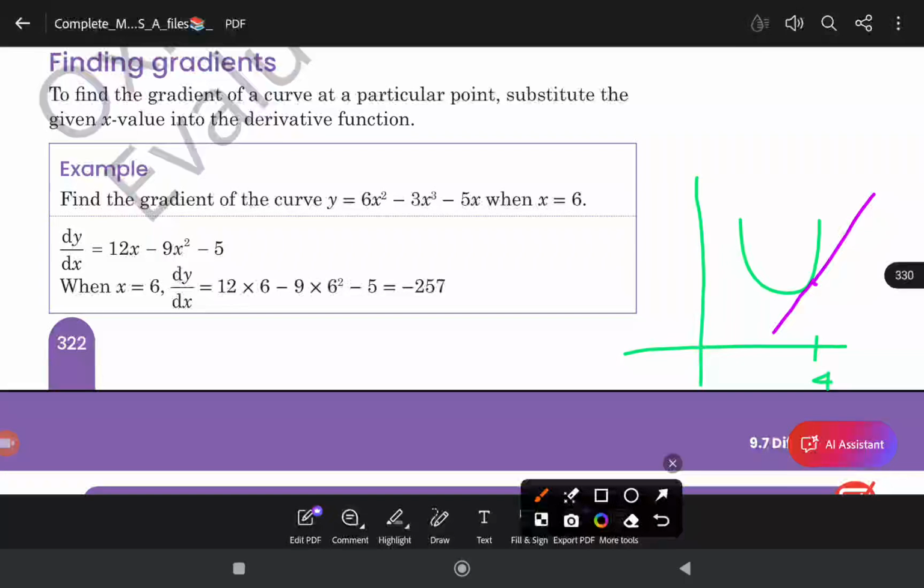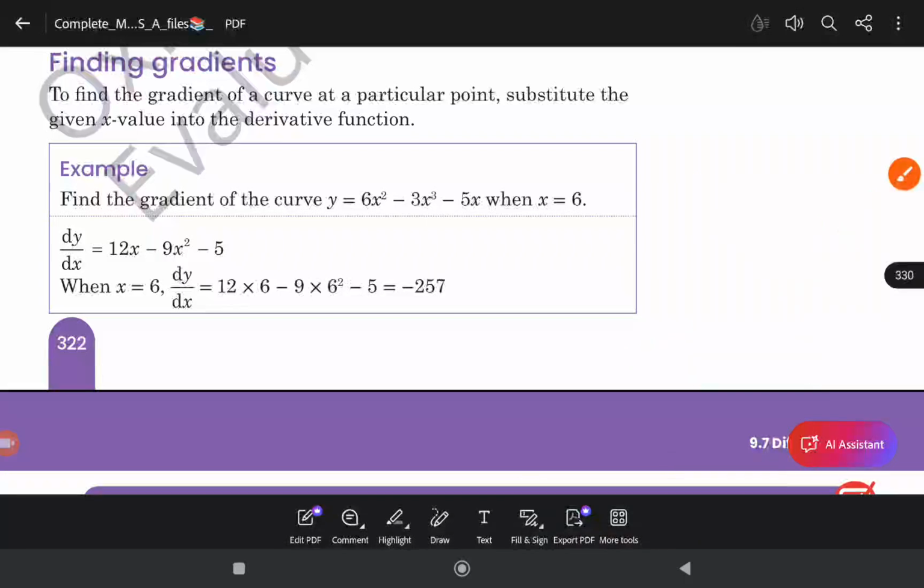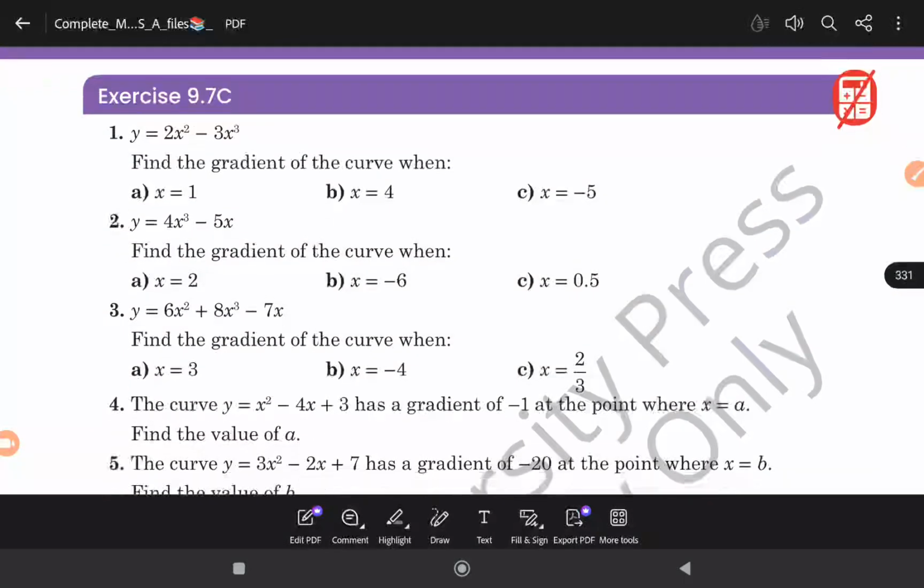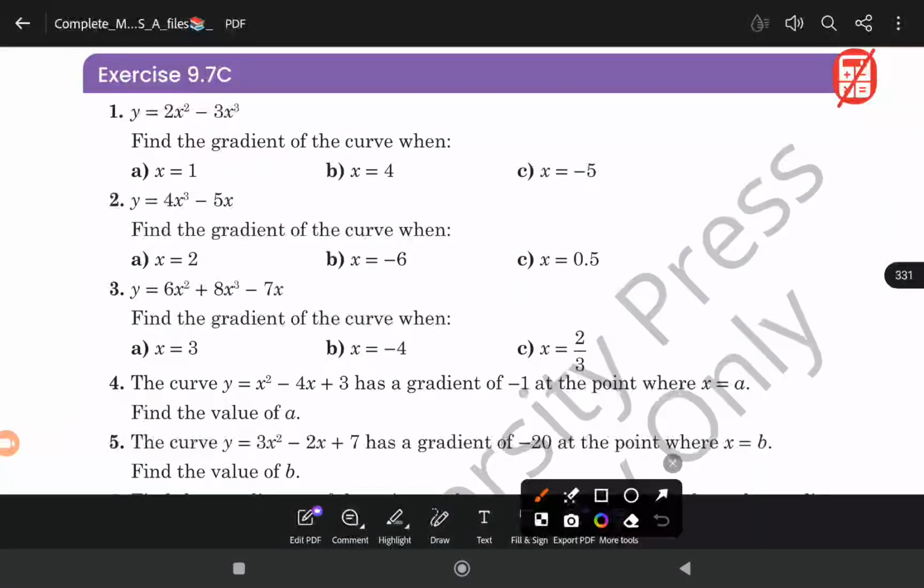But if we are not using the graphical method, how can we find the gradient of a curve at some specific point? We will take the help of the derivative for this. If you are not making a graph, this is a non-calculator exercise, so keep in mind you are not allowed to use a calculator in this exercise. First, this is the equation. You can see that this is a cubic equation, not a quadratic equation, because the maximum power of the variable is 3 here. They are asking to find the gradient of the curve at x equals 1, 4 and negative 5.